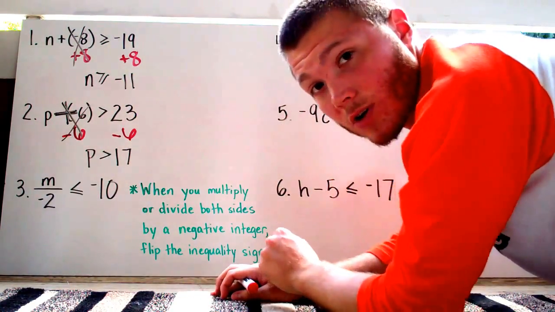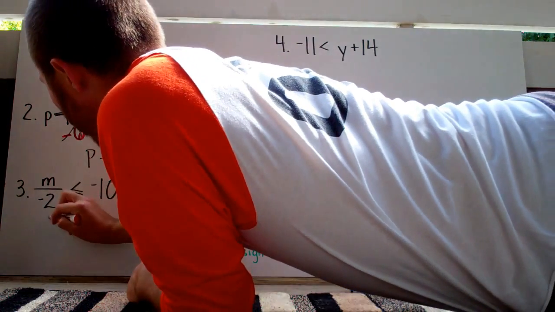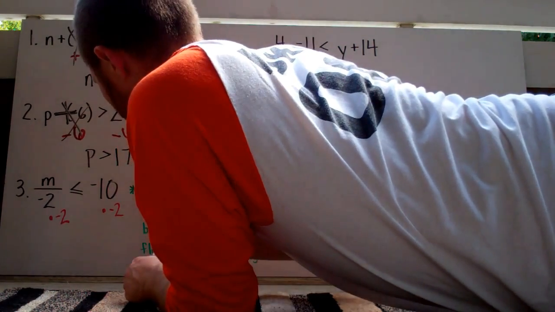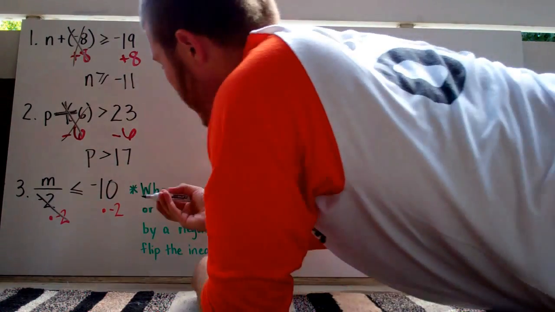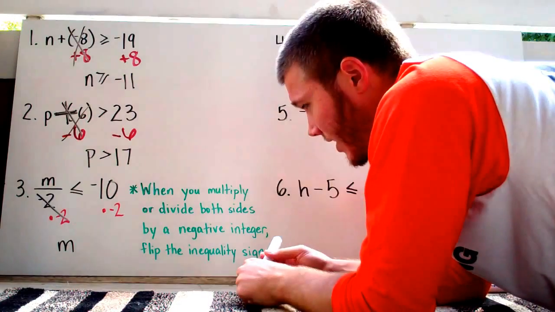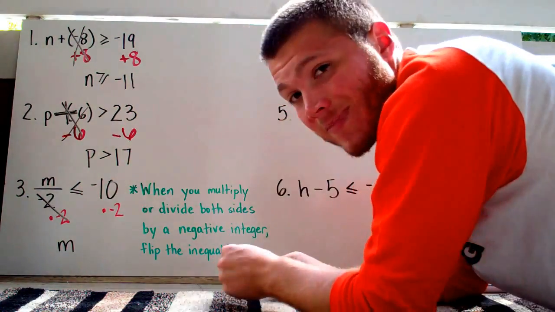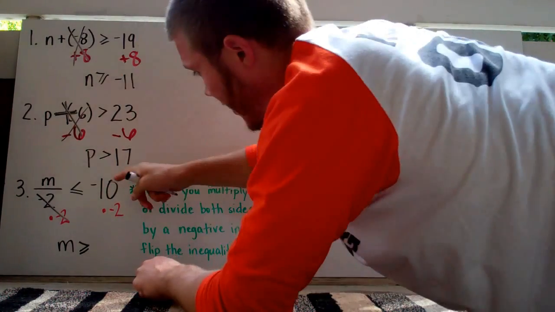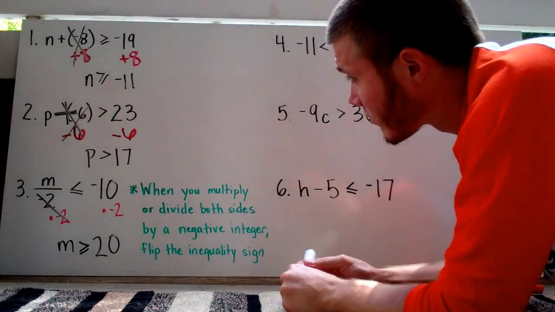M divided by negative 2. What's the opposite of divided by negative 2? Times negative 2. So, since I multiply this side by negative 2, I'm going to multiply this side by negative 2. So these are going to cancel out. All I have left over here is m. Now remember when I said when you multiply or divide both sides by a negative integer, you flip the inequality sign? Before, the mouth was facing to the right. Now I have to flip it. That mouth is now going to face to the left. And negative 10 times negative 2, positive 20. Alright?